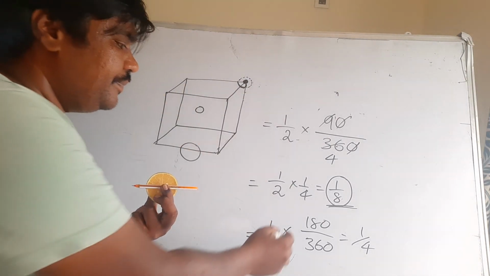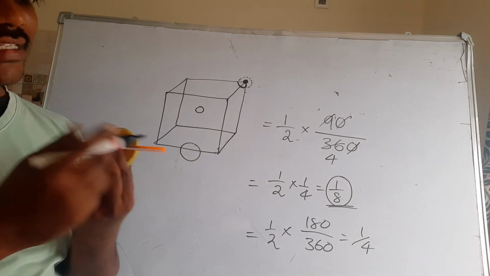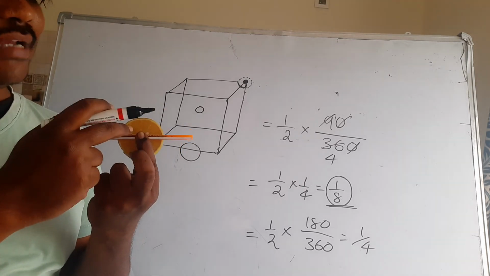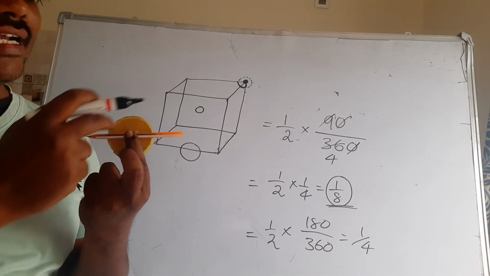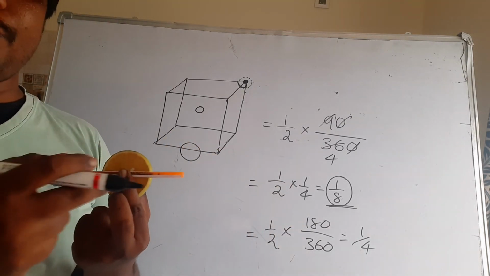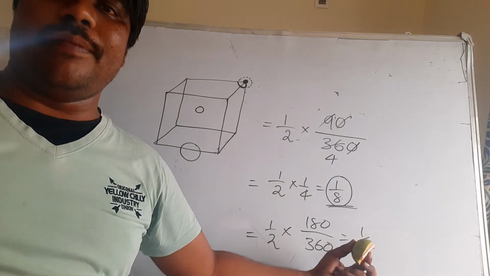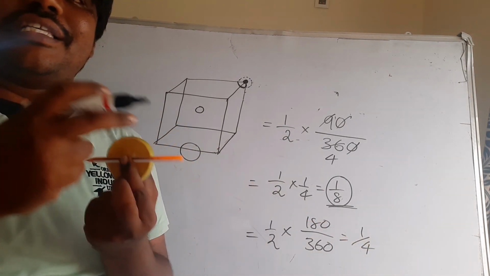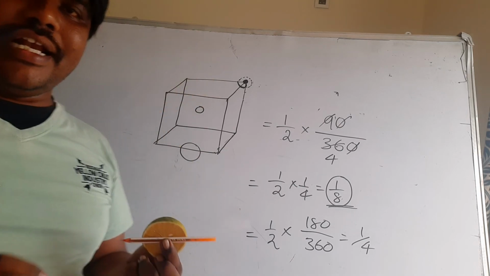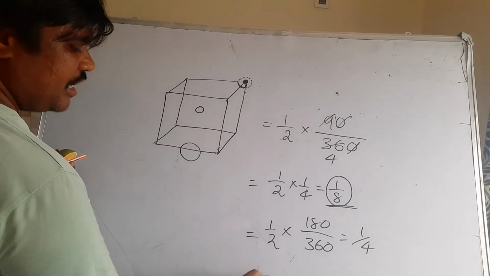Half into, see, this edge is completely passing through the center like this. Here a straight line is maintained, and around a straight line the angle is 180, divided by the total angle around the lattice point, which is 360. By calculating you will get 1 by 4. This is the contribution of an edge center lattice point towards the unit cell. You getting my point? Of course, if it is in the body center, the contribution is 1.